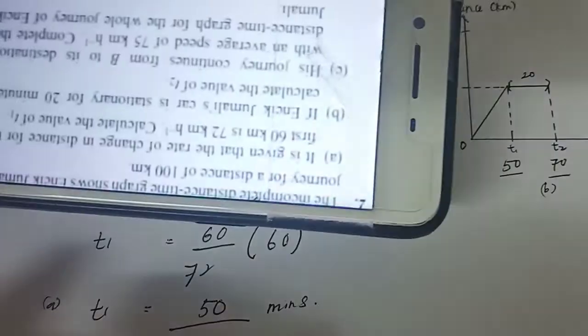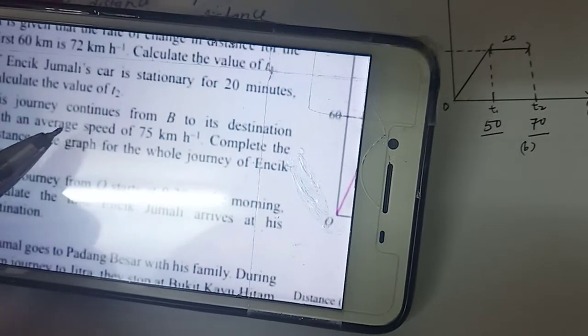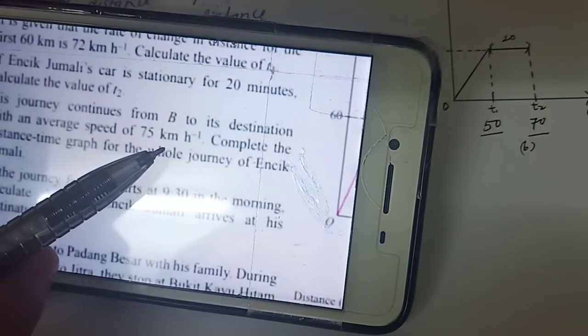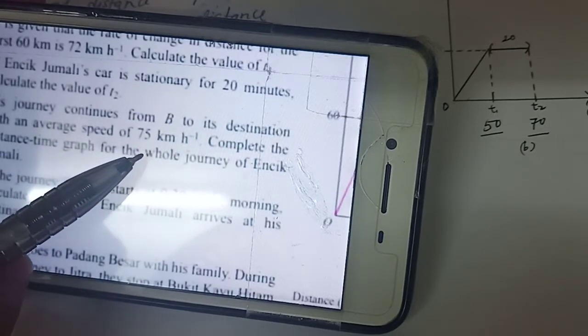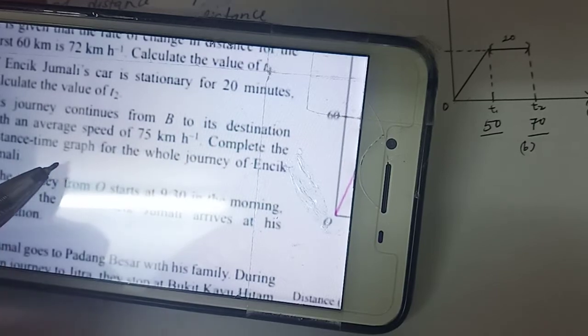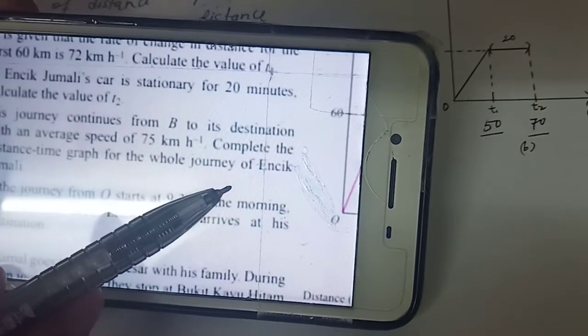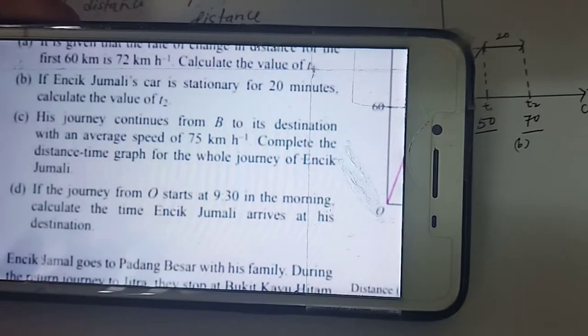Okay, and then question number C. His journey continues from B to its destination with an average speed of 75 km per hour. Complete the distance time graph for the whole journey of Encik Jumali's.